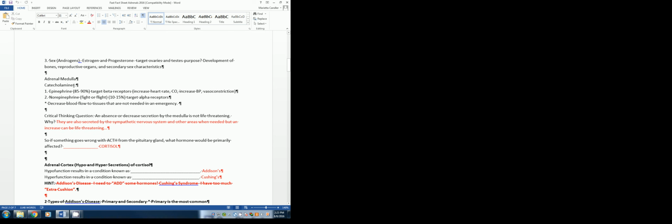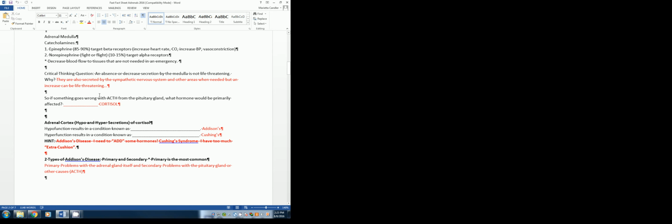I said the adrenal medulla only made up 10%, and mainly it consists of what's called the catecholamines, epinephrine and norepinephrine. Epinephrine makes up 85 to 90%. Its target cells are the beta receptors, so therefore it's going to increase heart rate, cardiac output, blood pressure, and vasoconstriction. Norepinephrine are fight or flight. It only makes up 10 to 15% of the catecholamines, and its target is alpha receptors. So it decreases blood flow to tissues that are not needed in an emergency and increases it to ones that are needed.